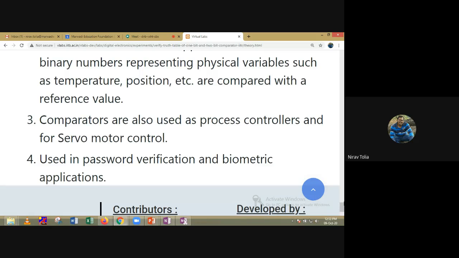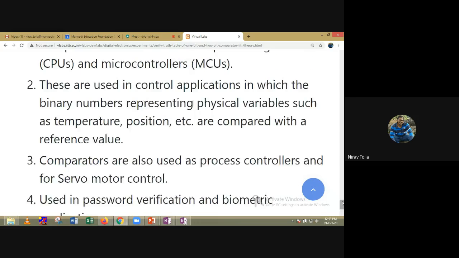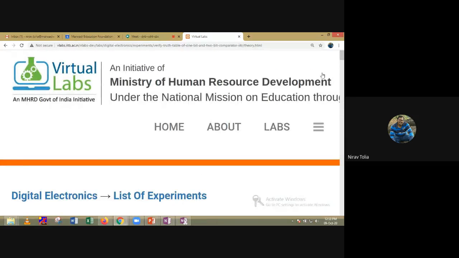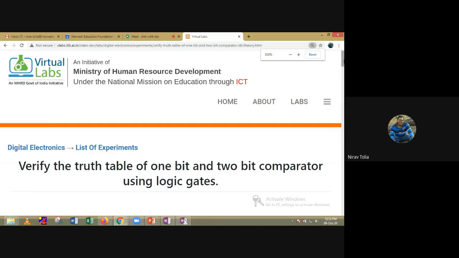Okay, so these are some of the applications of the comparator. Now, does anyone have any doubt in this theory session? If you have a doubt, you can ask me a question. Otherwise, we will move forward to the experiment. Oh, sorry. Before that, we have to move to the pre-test. And if it is clear, please write down clear. So I will move forward.